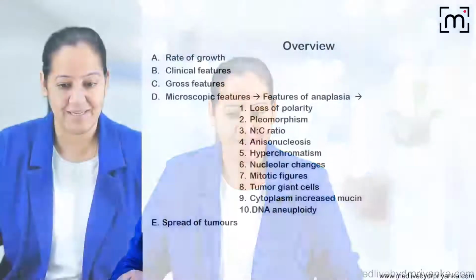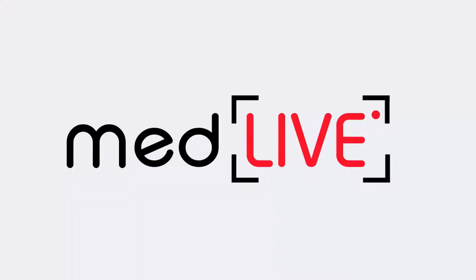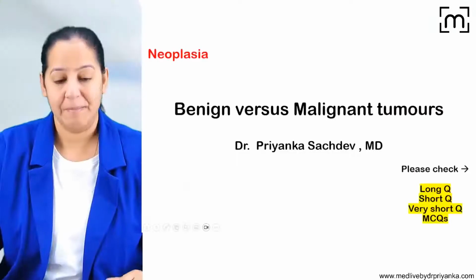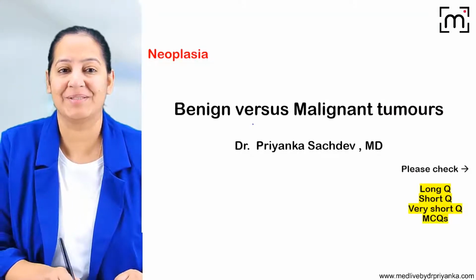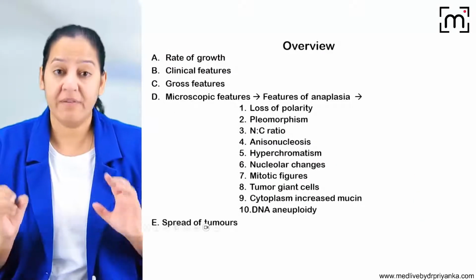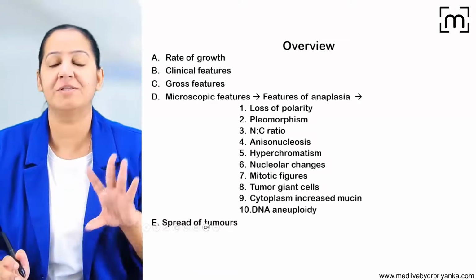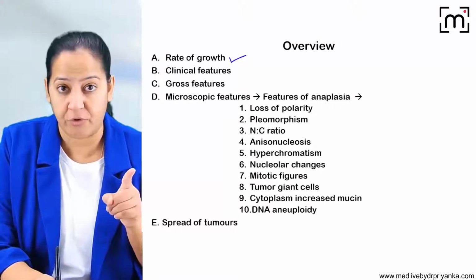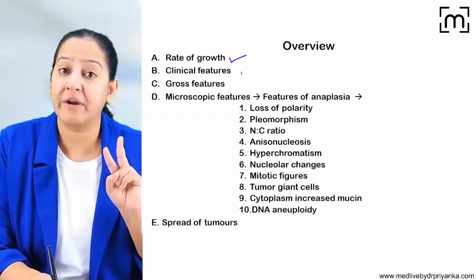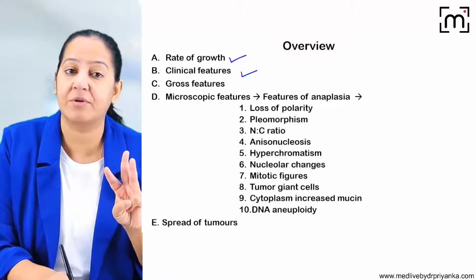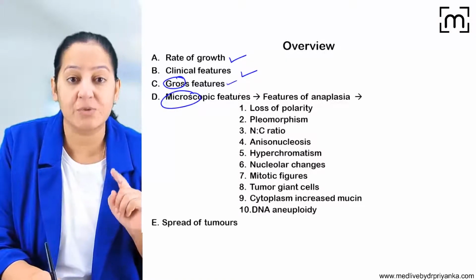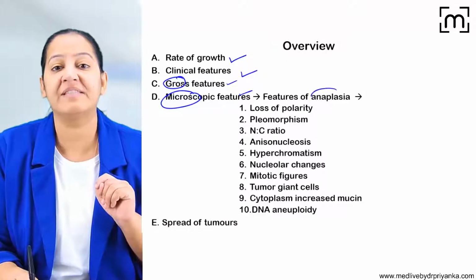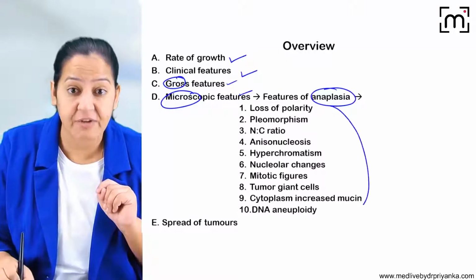So let's start. You can see here we are starting the topic that is benign versus malignant tumors. We have to differentiate the benign tumors from the malignant tumors based on the 5 features. First of all, we will differentiate them based on their rate of growth. Then we will differentiate them based on their clinical features. Then we will differentiate them based on their gross and microscopic features one by one. In the microscopic features, we will see the anaplasia, the 10 features of anaplasia.